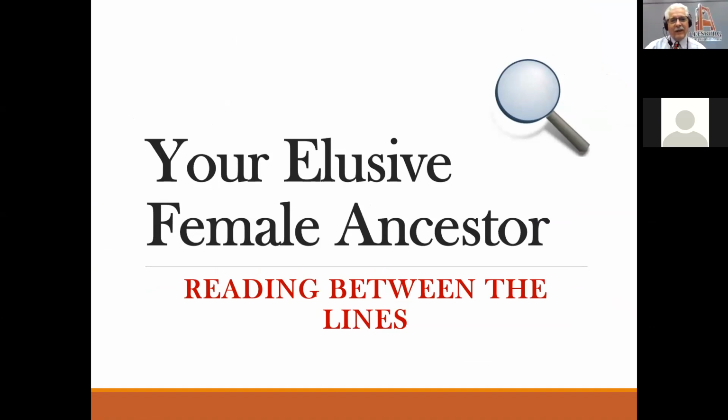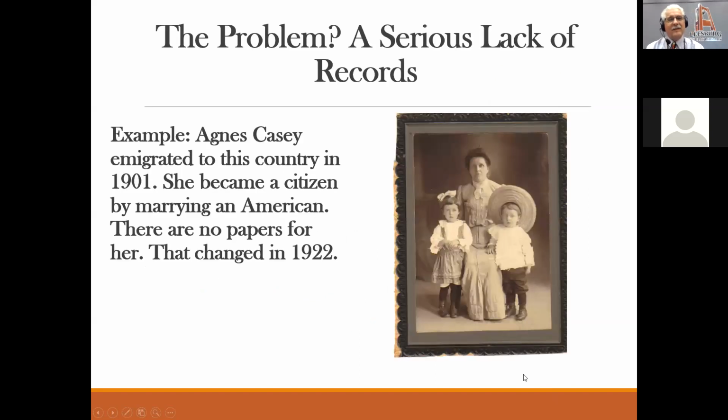Okay, everyone, here we are. Well, I literally call this your elusive female ancestor, reading between the lines, and here's why. The problem is there's a serious lack of records, and this is my great grandmother Agnes, and she came to this country as Agnes Casey in 1901 and married Daniel Marr.